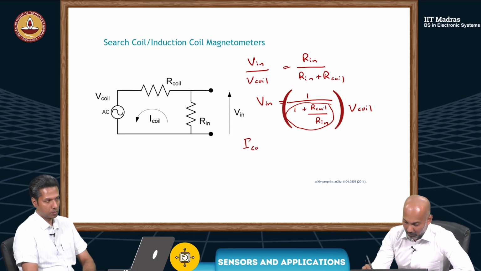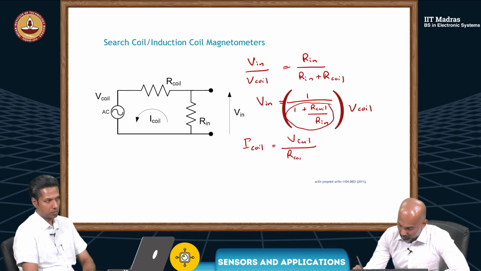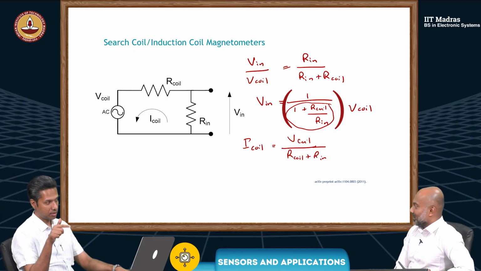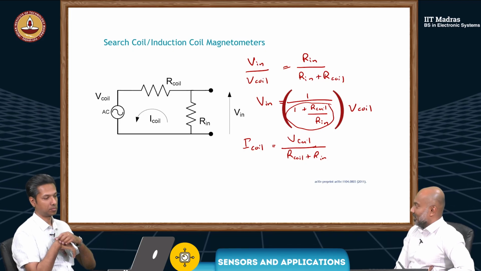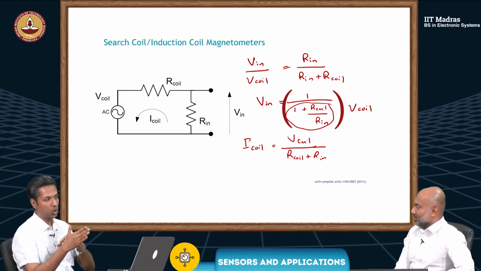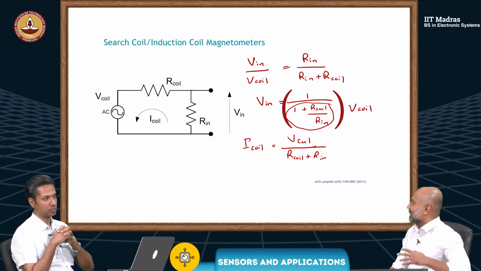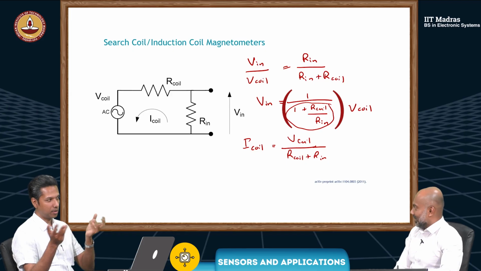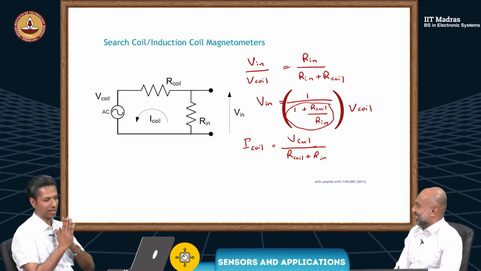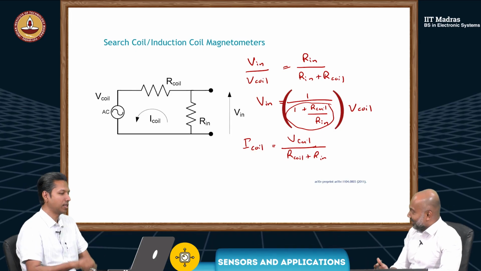In this case, your I coil will be V coil divided by R coil. So this is even after neglecting the self-inductance and the capacitance. Yes. Maybe for a very low frequency of B. Exactly, for a very low frequency of B, because then you can neglect them. Omega L will be very small, and 1 by omega C will be very large. Yes, so we can neglect that.